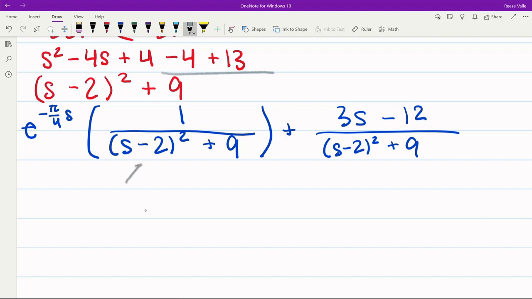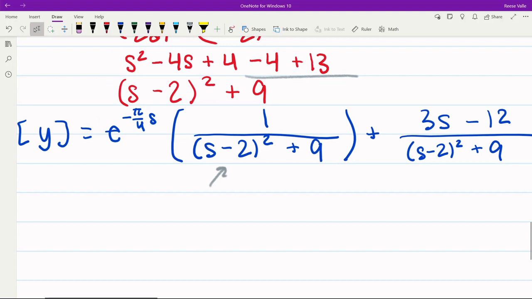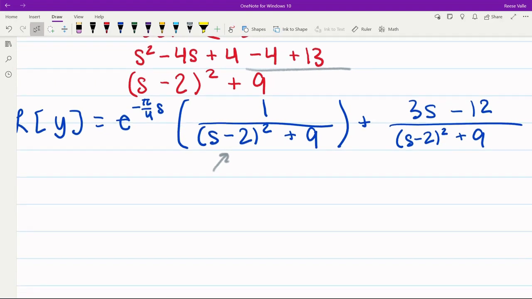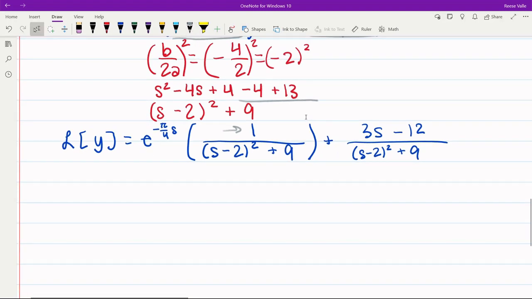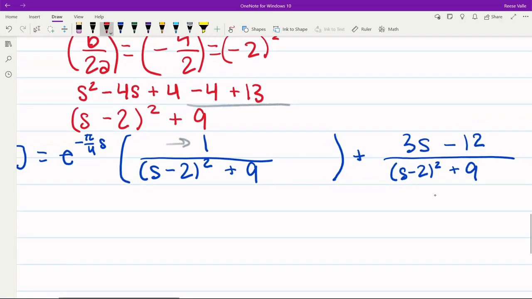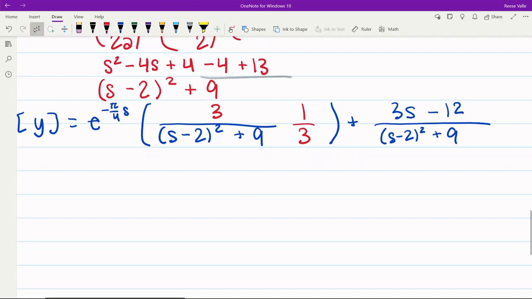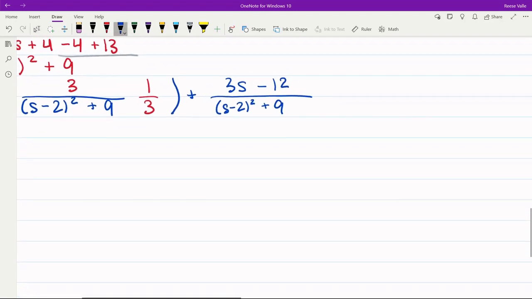Okay, so you know that this one looks really close to the sine function. It would be sine if the constant up here was 3, so we're just going to multiply the top and the bottom by 3, so that you're just multiplying by 1. And then have 1 over 3 right there, just so it looks a little bit better.